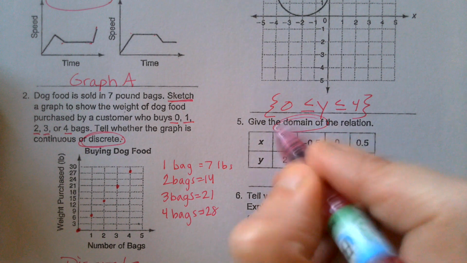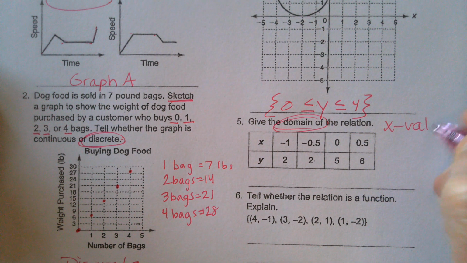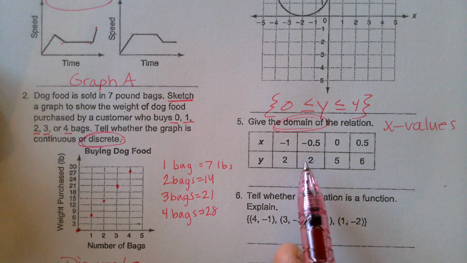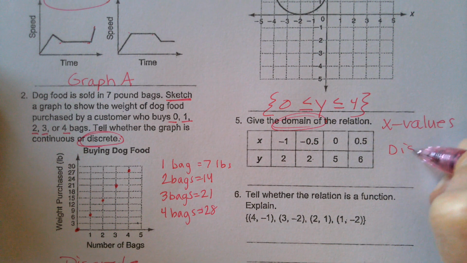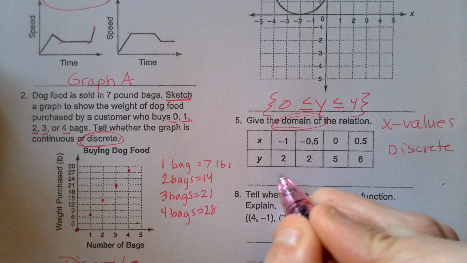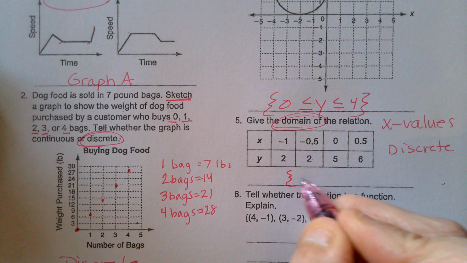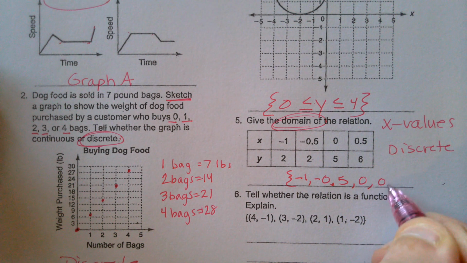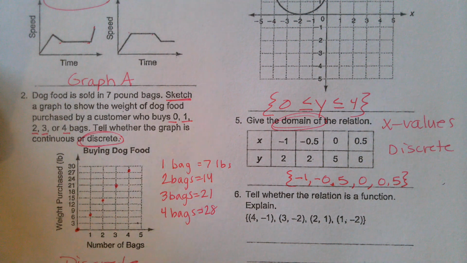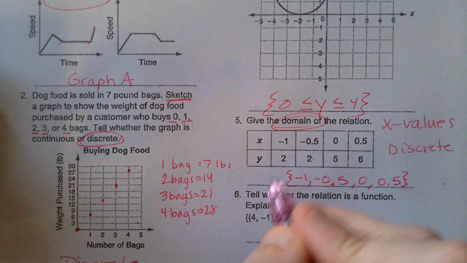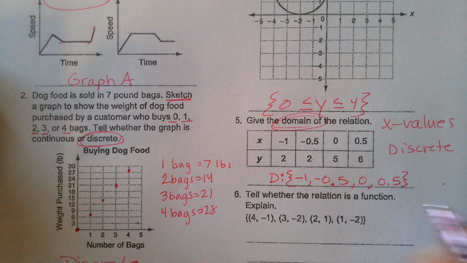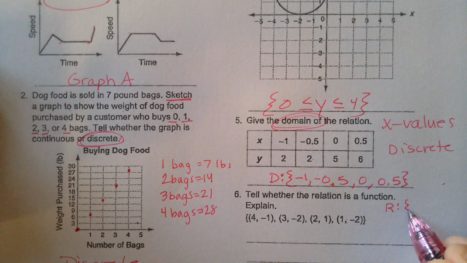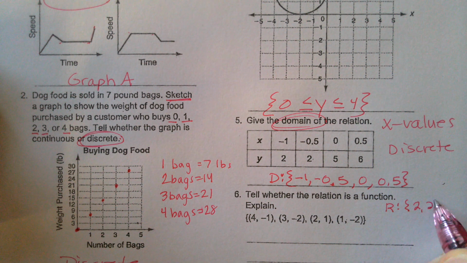Now we jump to domain. That's x values. Is this continuous or discrete? Definitely discrete. I have specific values. So I'm going to list the x values, -1, -0.5, 0, and 0.5. And we are done. I don't need to worry about the y's. If I asked for both, you would be clear to label that as domain, and then you would list your range too, you don't need to list it twice. 2, 5, and 6 would be all you needed.